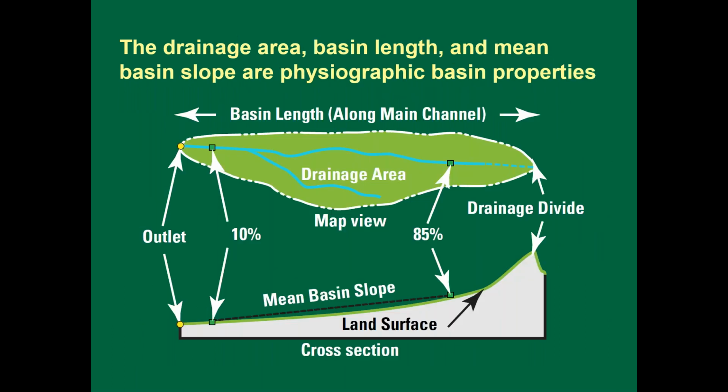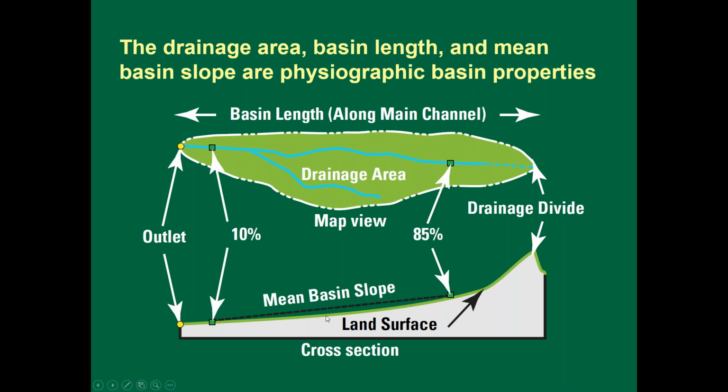SELDM also uses, for the highway site and the upstream basin, some basic drainage area properties. This is a map view and a sideways view of a stream basin. For both the highway and the upstream, we need a drainage area, which is this light green area in map view. We need the main channel length. That's the distance along the main channel, not as the crow flies, but you follow the channel as it wiggles back and forth all the way up to the drainage divide.